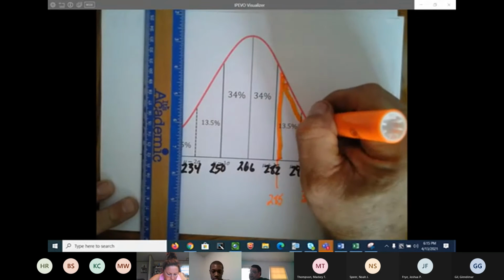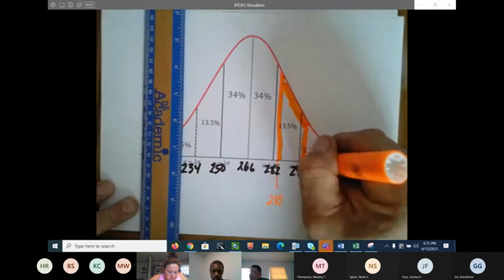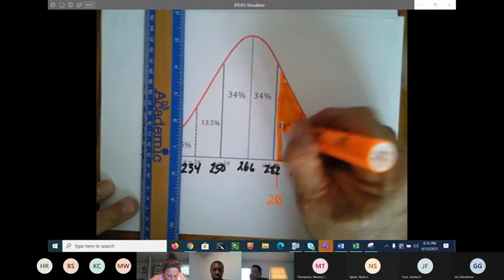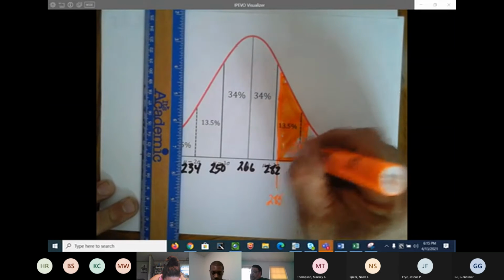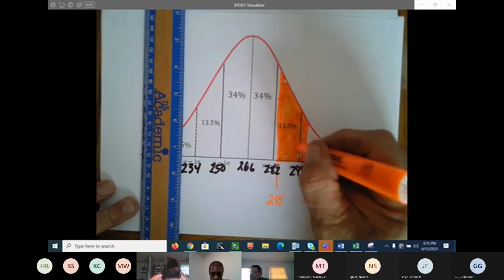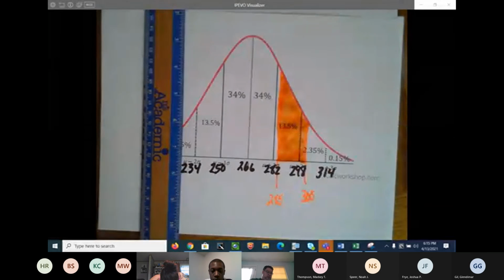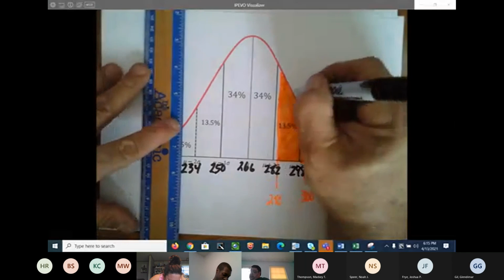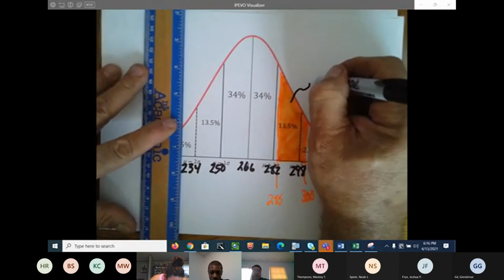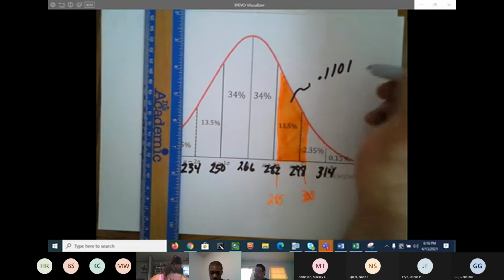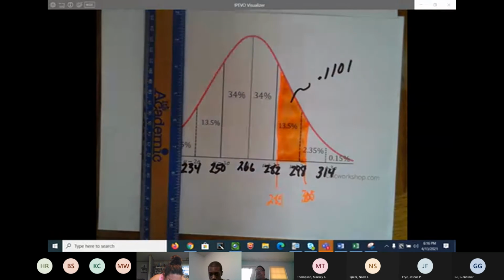Now remember, this is pregnancies over a certain day or less than a certain day, or in this case, not more than or less than, but what? The B word. Between. And this number is 0.1101.